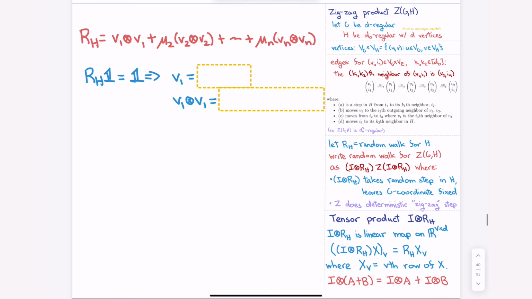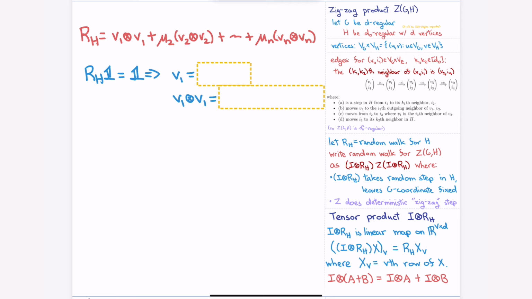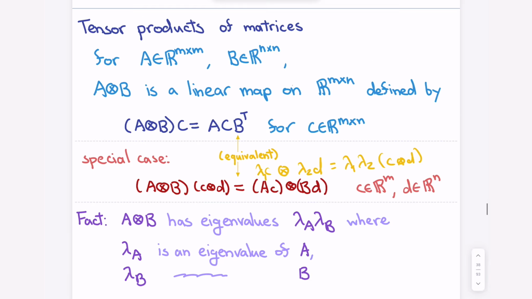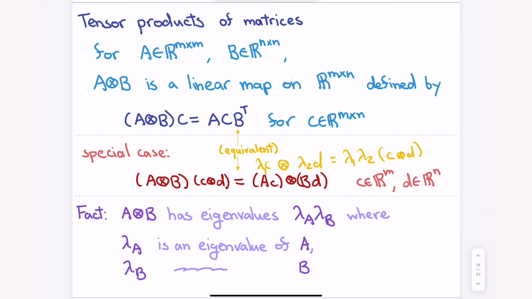I won't dwell on it too much. I think more importantly is just seeing how it can be useful. Are the A tensor product B eigenvalues and eigenvectors just like matrices? Yeah, these will kind of look like matrices.